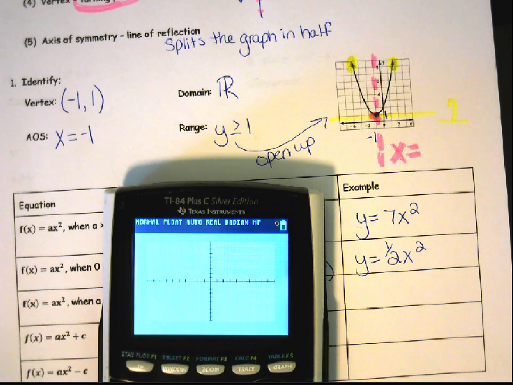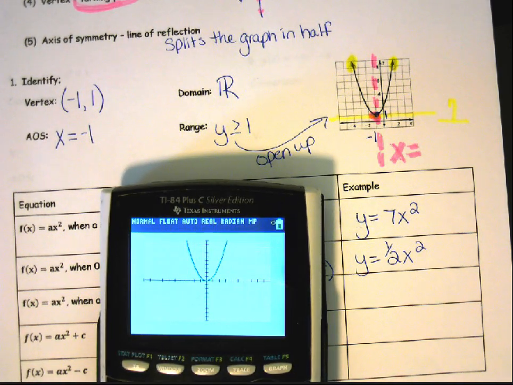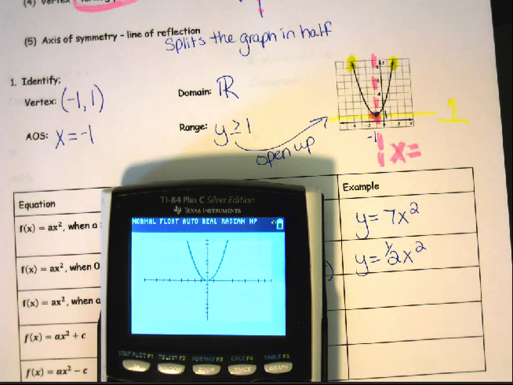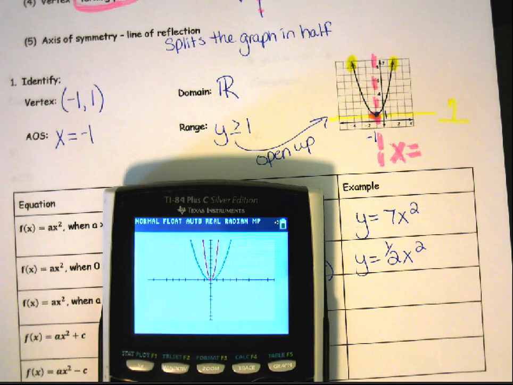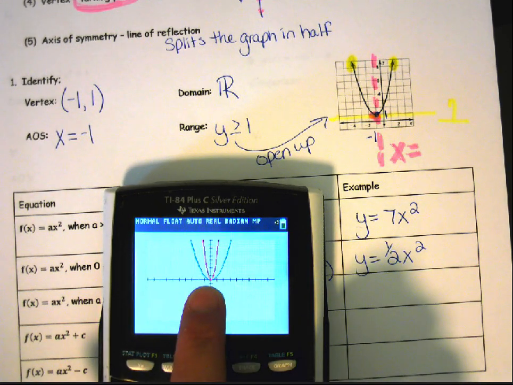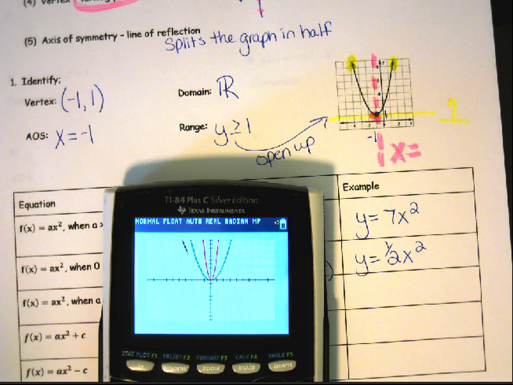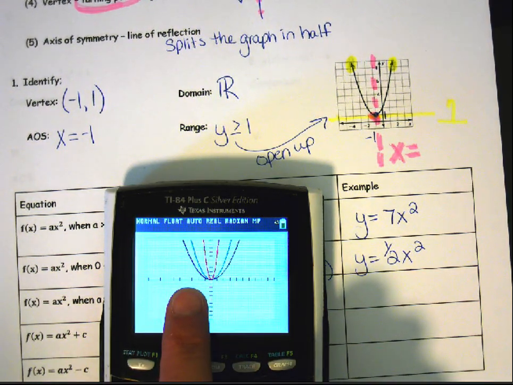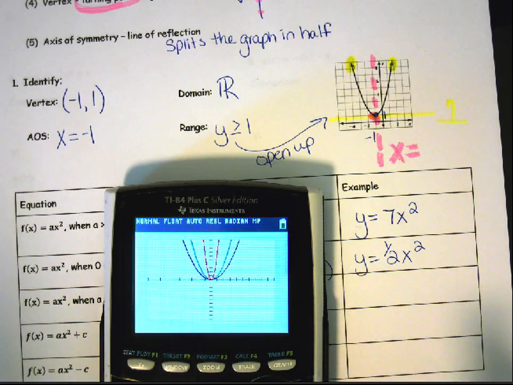So the parent is going to come first. That's the parent. Now here comes the 7. Oh, yeah, you can see it there. That's kind of real skinny, the red one. And now here comes the 1/2. Now, do you notice the 1/2 is not too much wider, but it is wider?